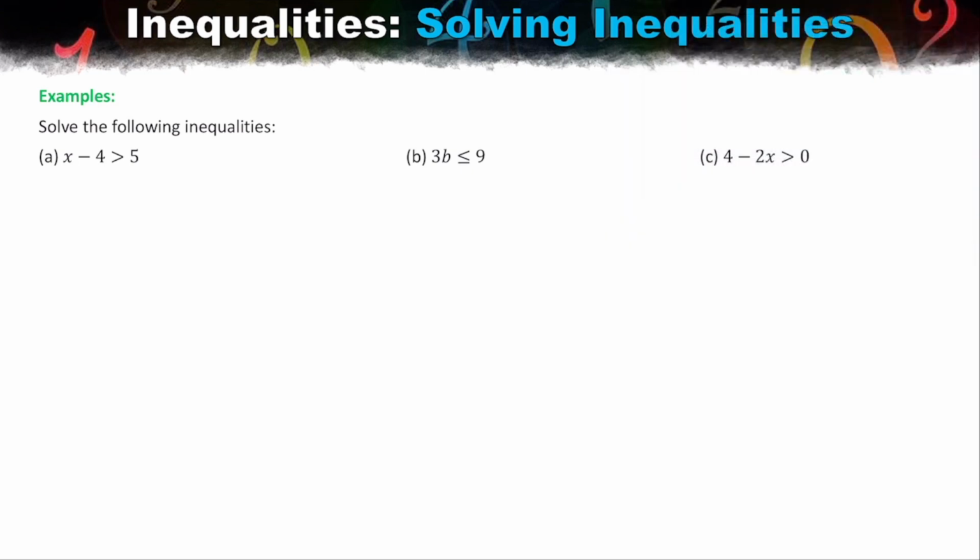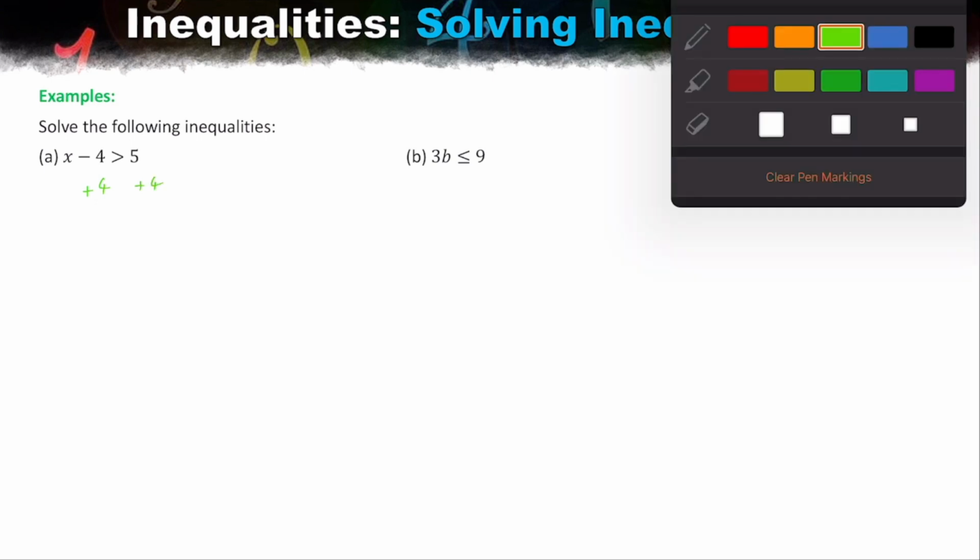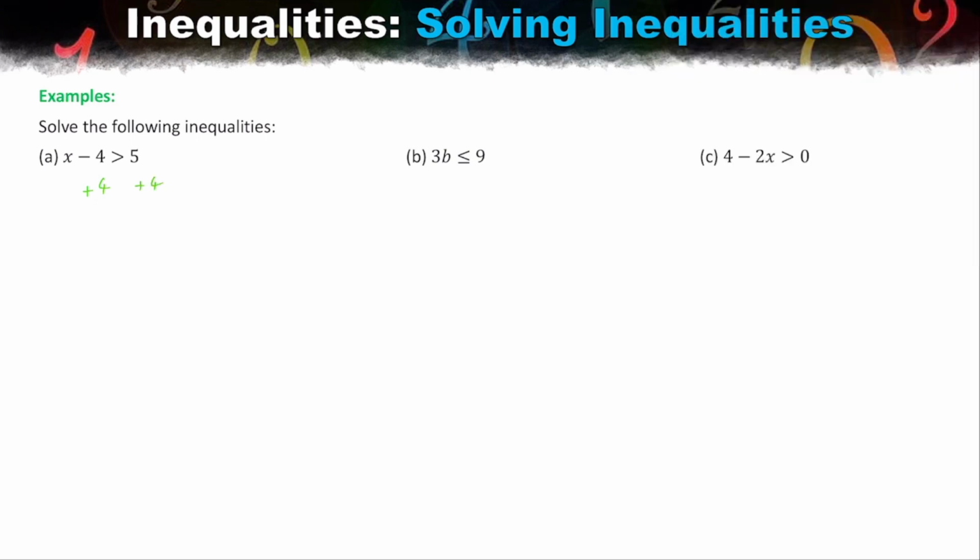Well, the first step would be to do the opposite of subtracting 4, so that'd be to add 4 to both sides of the inequality. Now we can add to both sides without changing the sign of the inequality. So that means that our x is going to be greater than 9. We keep the inequality the same direction.